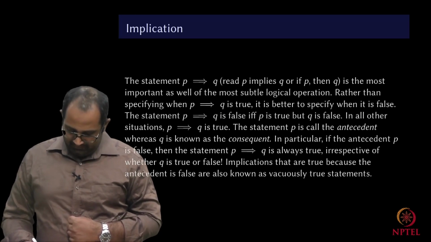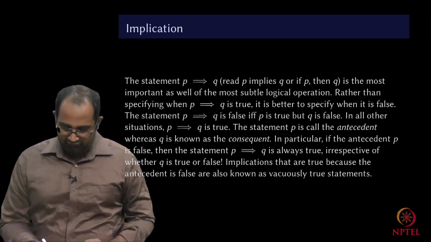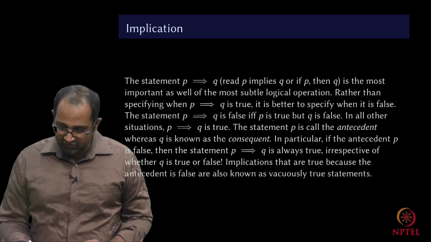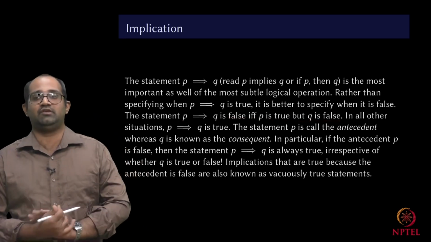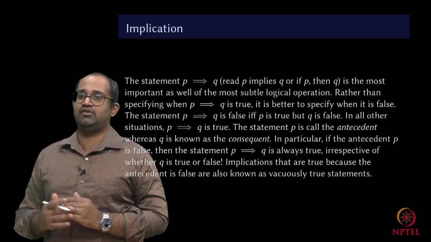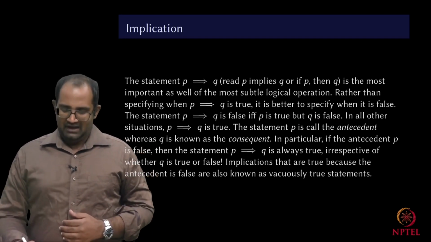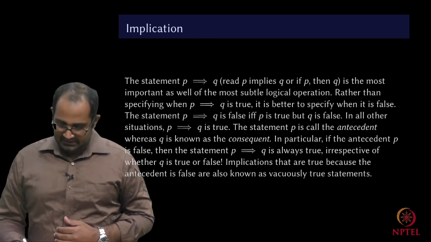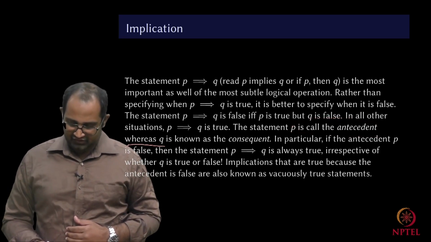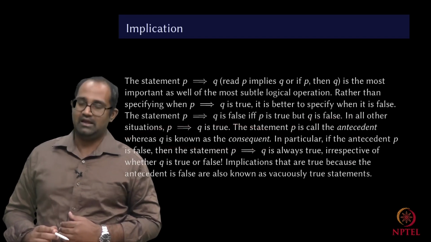The statement P implies Q is false if and only if P is true but Q is false. In all other situations, P implies Q is true. So, let me introduce some more terminology. The statement P is called the antecedent, whereas Q is known as the consequent.